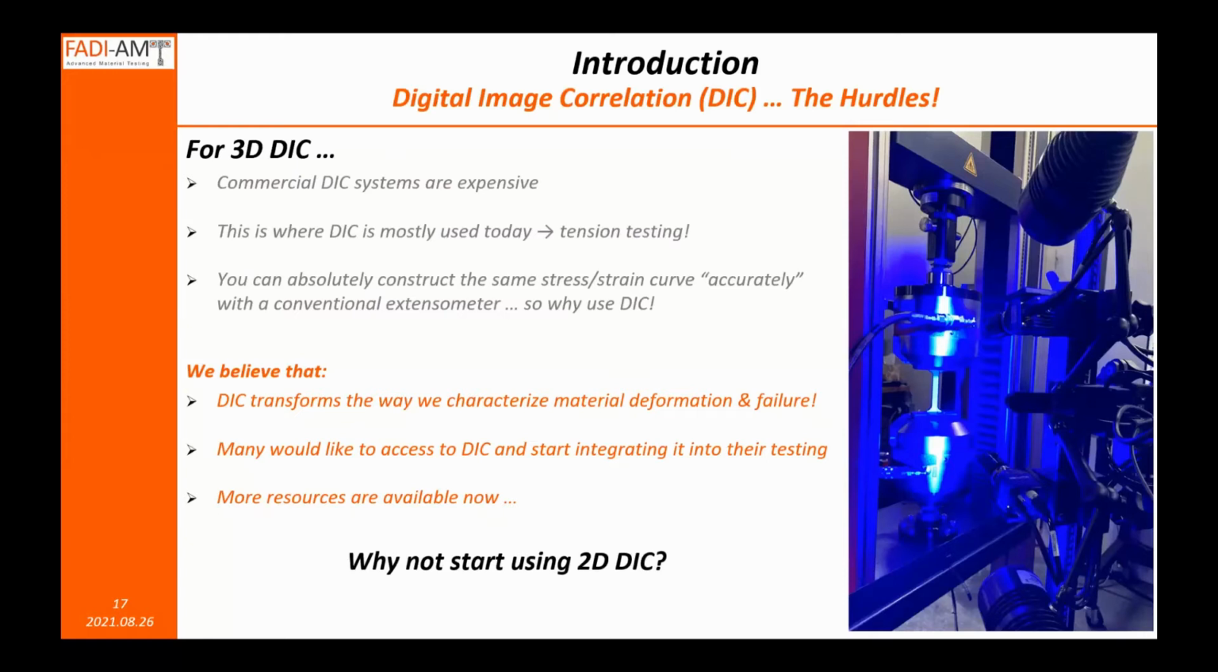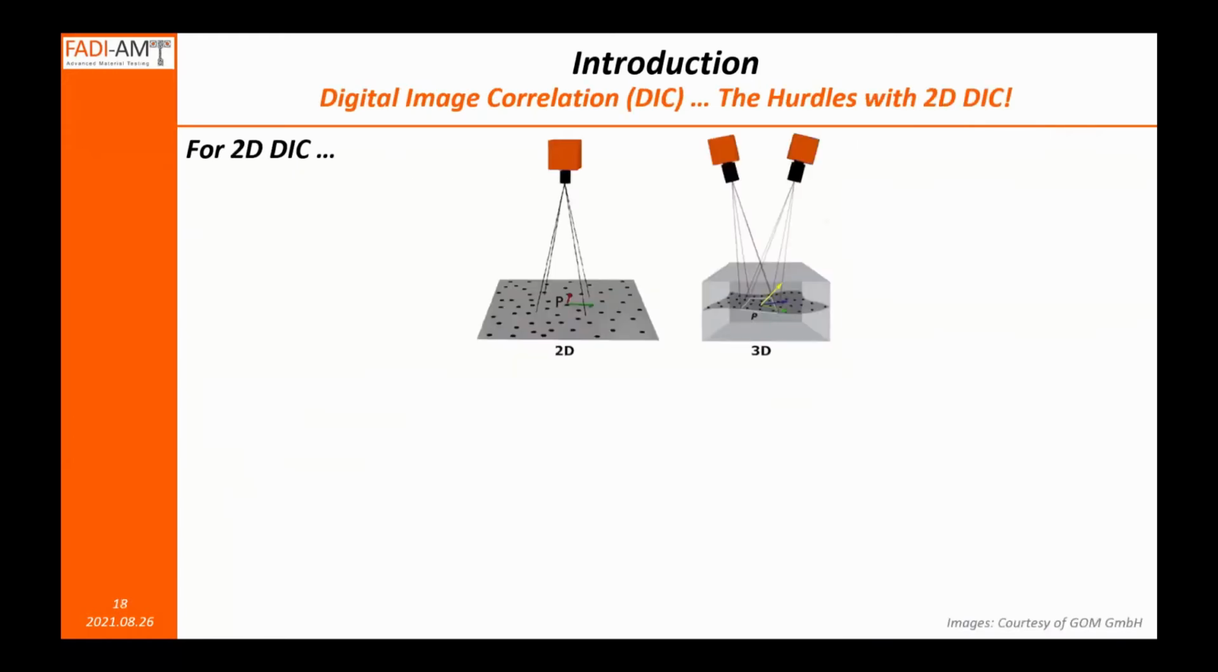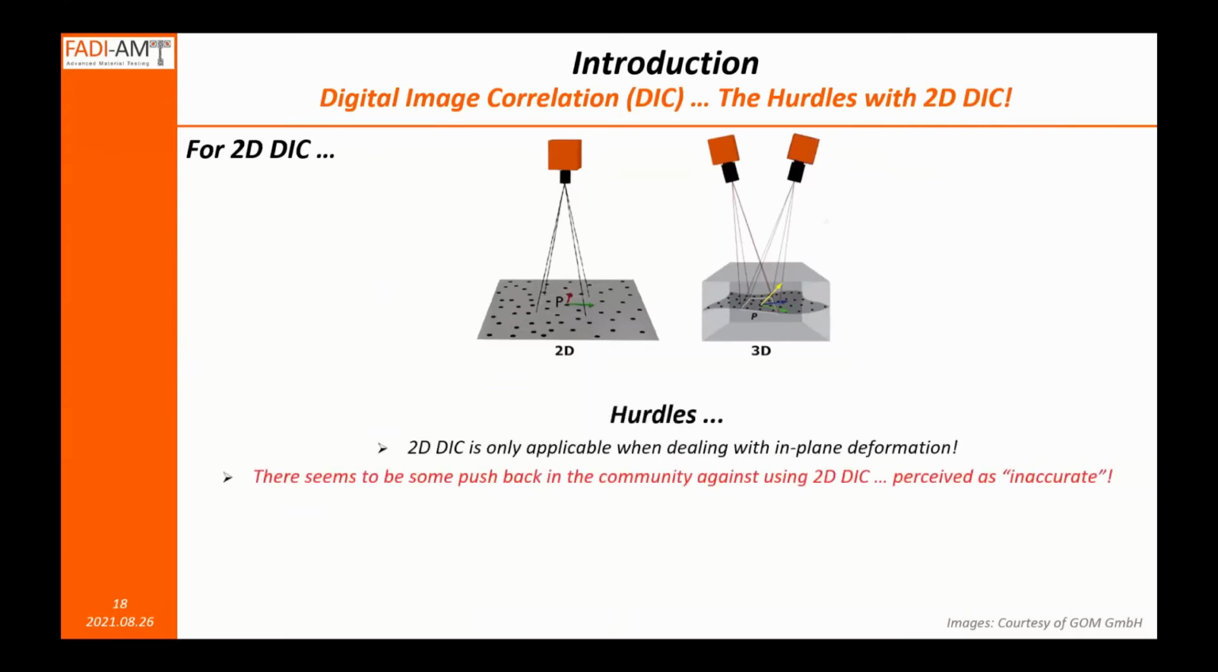So why not start using 2D DIC? And that's where we take the focus to the 2D DIC system or basically application. 2D DIC is basically the use of a single camera instead of two cameras. You don't have depth information with a single camera, unlike 3D DIC, and therefore it inherently comes with a major hurdle, and that is the limitation of its applicability to in-plane deformation only.